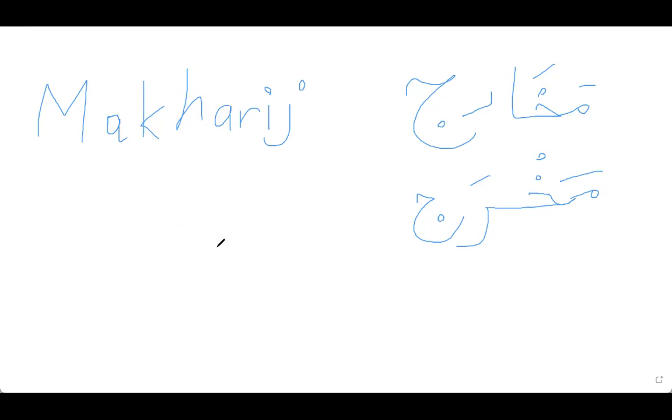Makhraj is the articulation point of exit, from where the huruf are pronounced. And what are huruf? Huruf are the letters. Today we are taking the throat letters, and the throat is a makhraj. Look, this is my drawing of a throat.